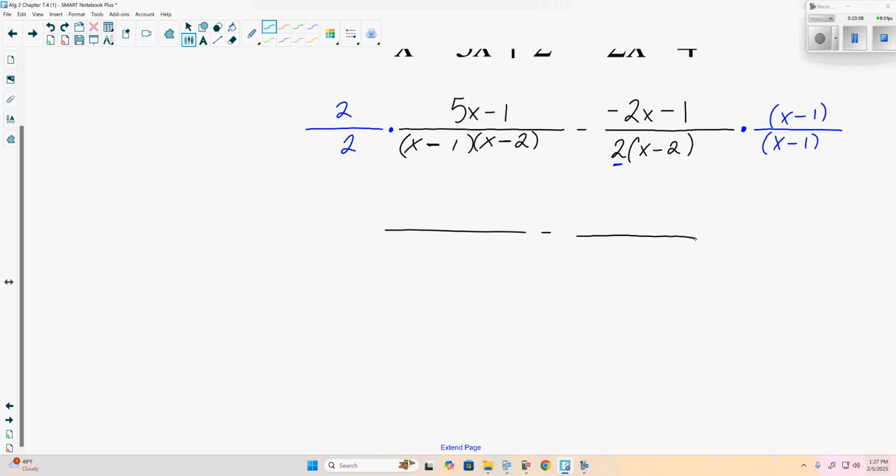Because when we multiply the bottoms, it's going to be 2 times x minus 1 times x minus 2. Let's multiply the top here. 2 times 5x is 10x. 2 times negative 1 is negative 2.